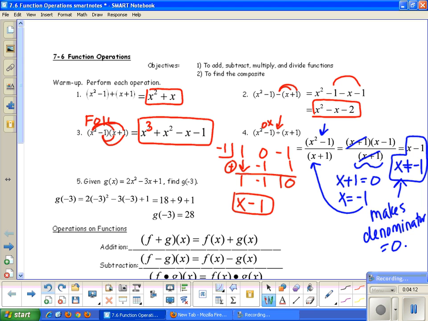So you can, when you're doing these, use synthetic division to check your answer, because notice that we got the x minus the 1 here for our solution, but we also need to be careful of what we're dividing by cannot be equal to 0.